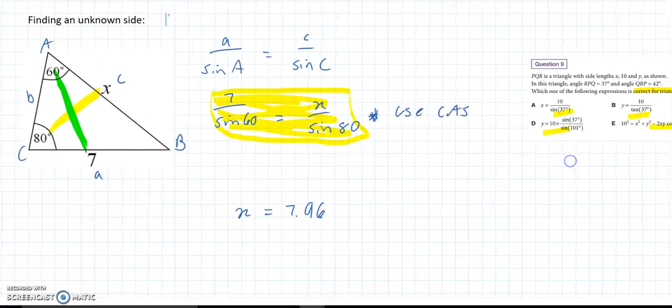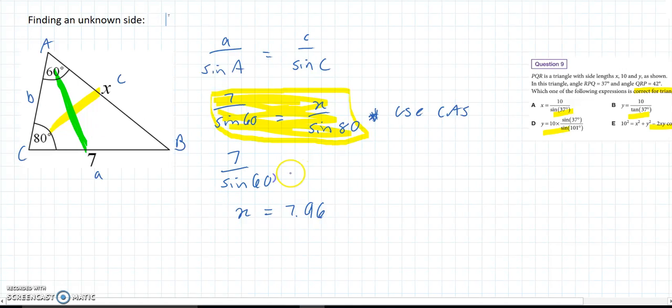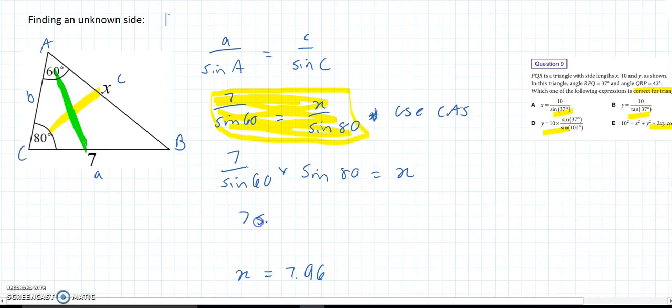And the working looks like this. It's quite easy. We would multiply both sides by sine 80. So 7 over sine 60, multiplied by sine 80, equals x. We've got to remember the actual working step. The other way you may see this is 7 sine 80 over sine 60 equals x. And that would be the more elegant way of writing it.